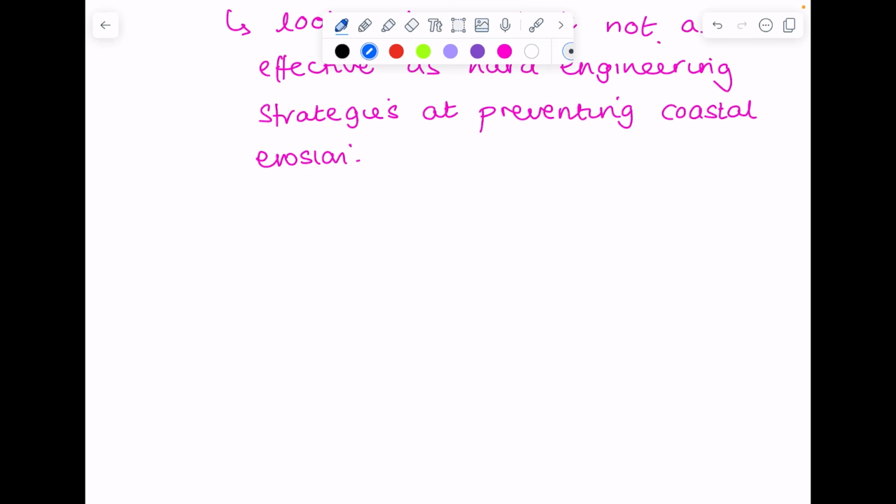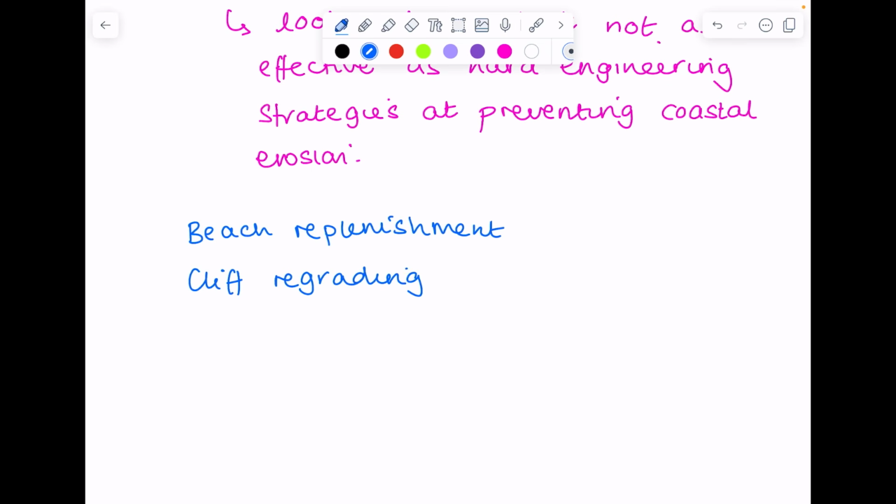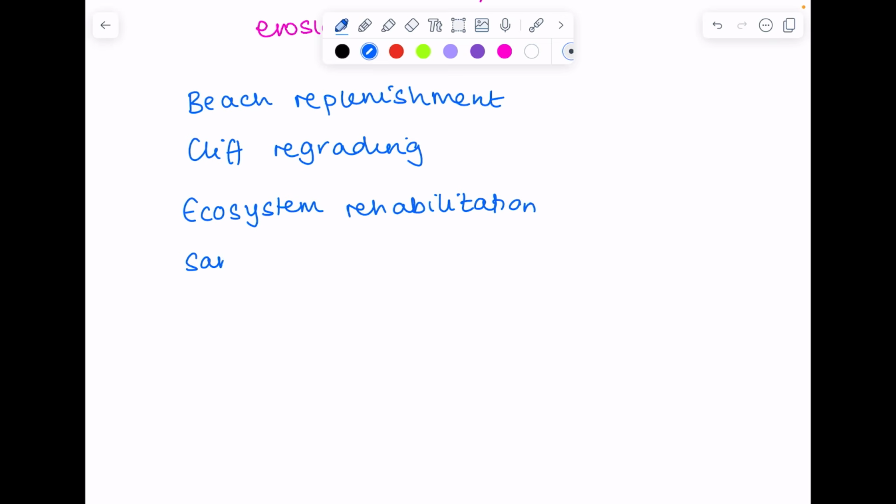We're going to be looking at the following soft engineering coastal management strategies in more detail. So beach replenishment, cliff regrading, ecosystem rehabilitation, sand dune nourishment, otherwise known as revegetation, and managed retreat.